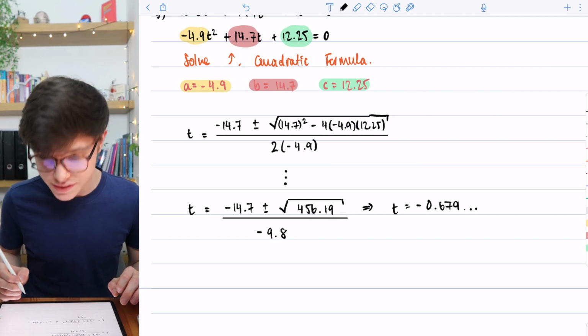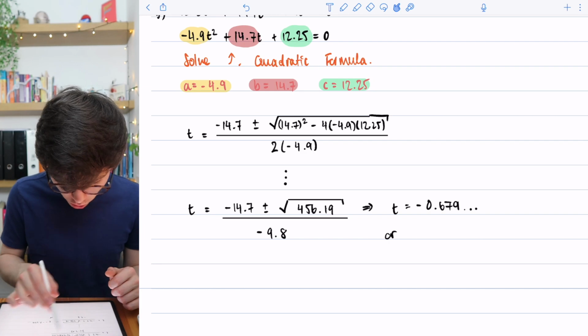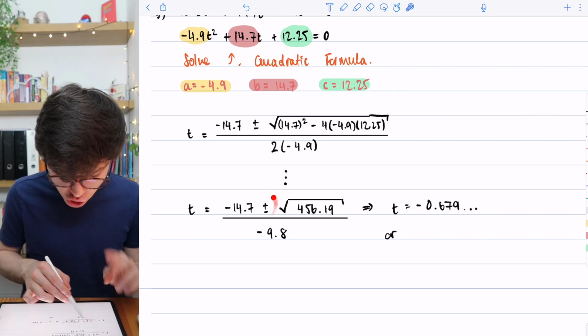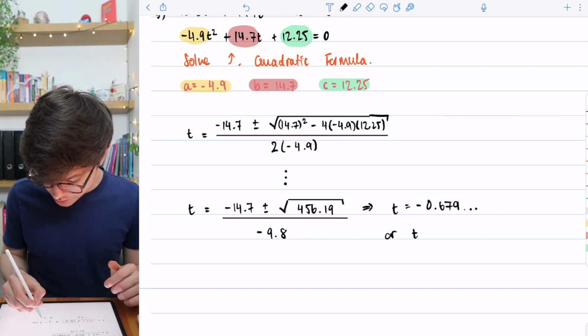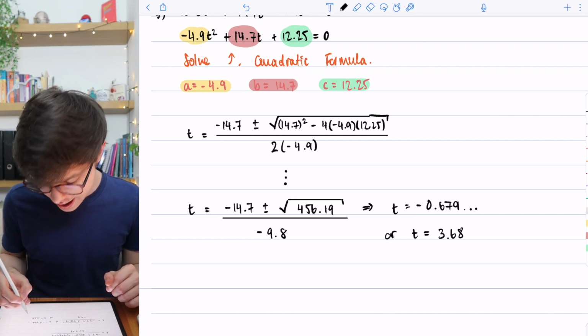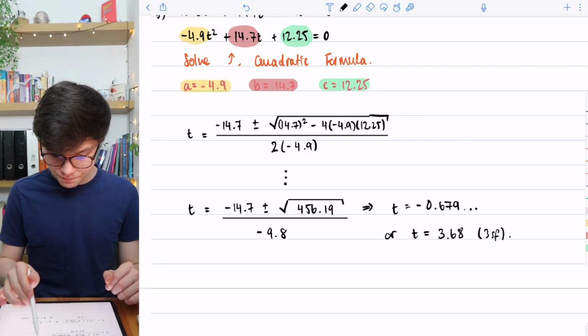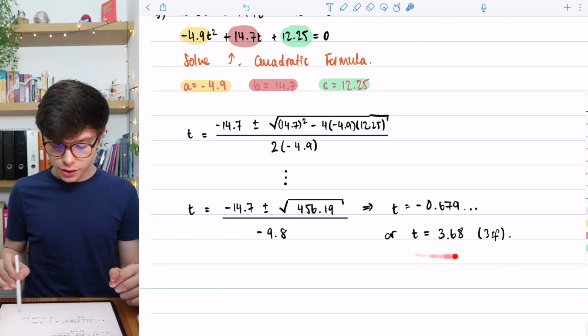We get t being equal to minus 0.679, and that's going to carry on. We'll just write the first 3 decimal places. Because we've got plus or minus here, we're going to have 2 values for t. T being equal to 3.68, and we'll write that to 3 significant figures. Okay, so those are my 2 values for t.